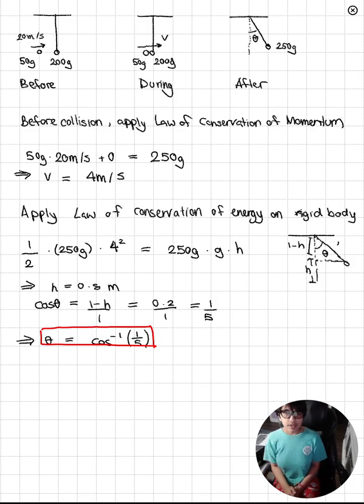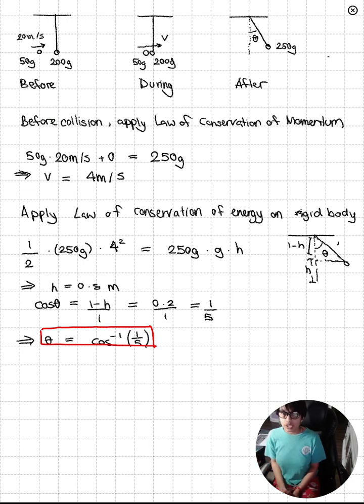Okay, so in this diagram, I have highlighted three different states of the bob and the mass. This is the before state, before the small piece of clay hits the bob. This is the during state, as soon as the collision happens. And this is the after state, when the newly formed shape is swinging upward, and the angle that we want to find is theta, expressed here.